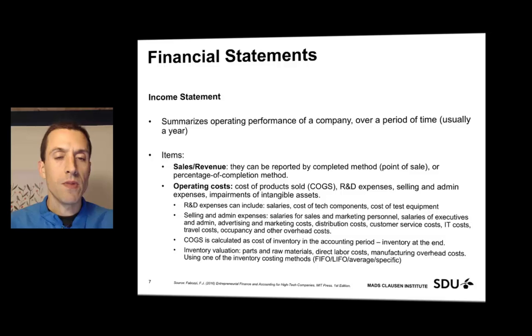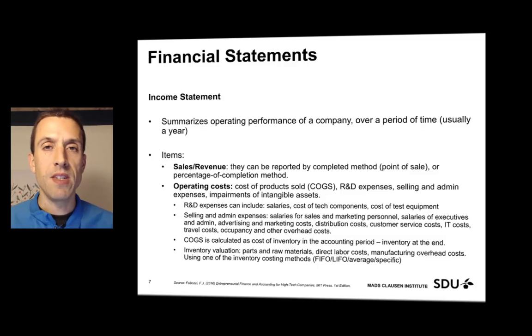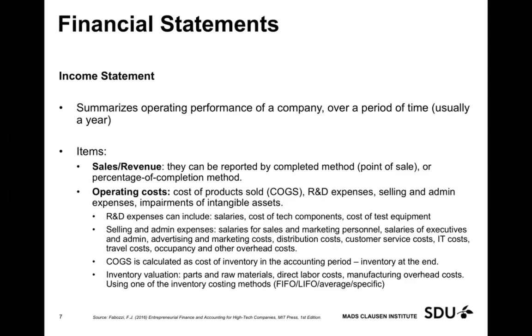Now we continue looking at the income statement. This is probably the one that you've seen more times. Sometimes we also call it profit and loss or P&L. It basically summarizes the operating performance of a company over a period, usually a year. Sometimes you might do an income statement of 6 months or a trimester or a quarter or something like this. But usually we do it for a year.